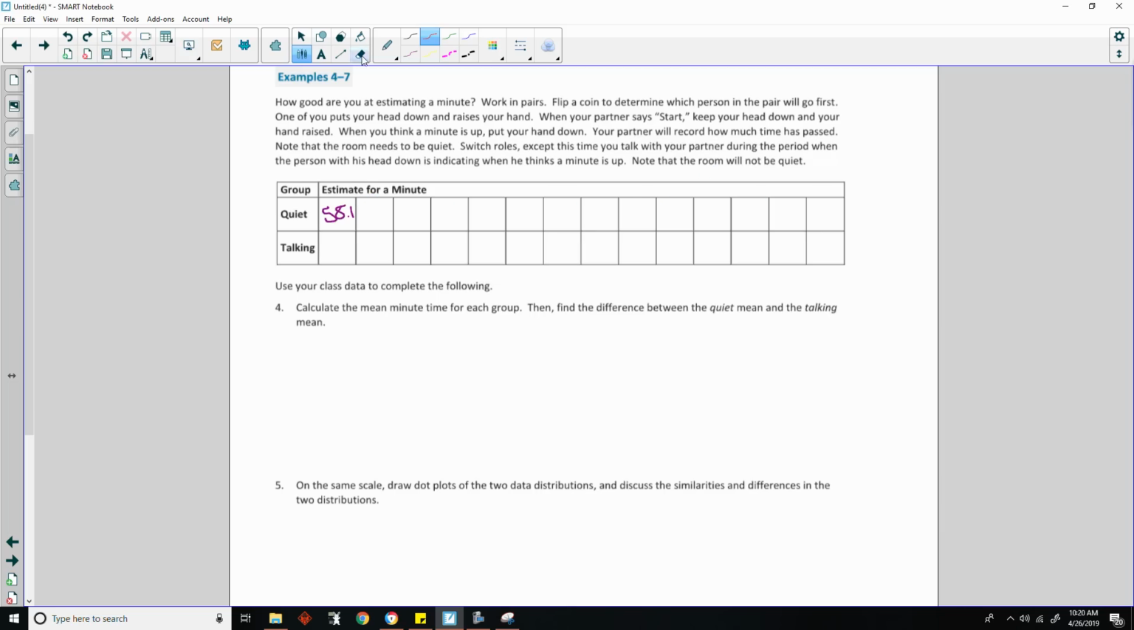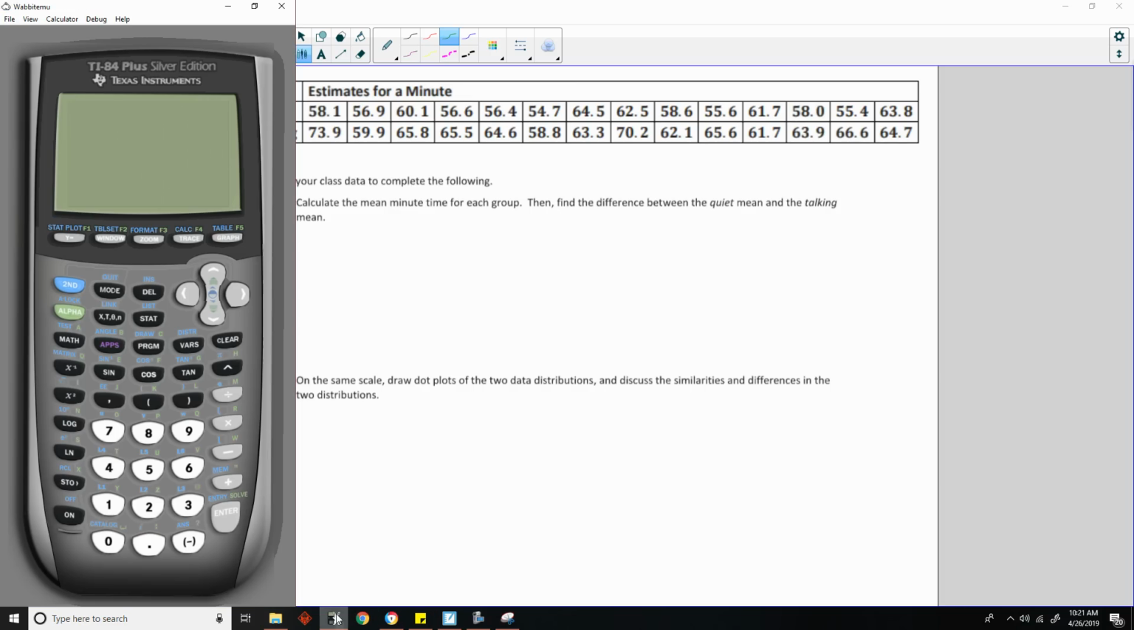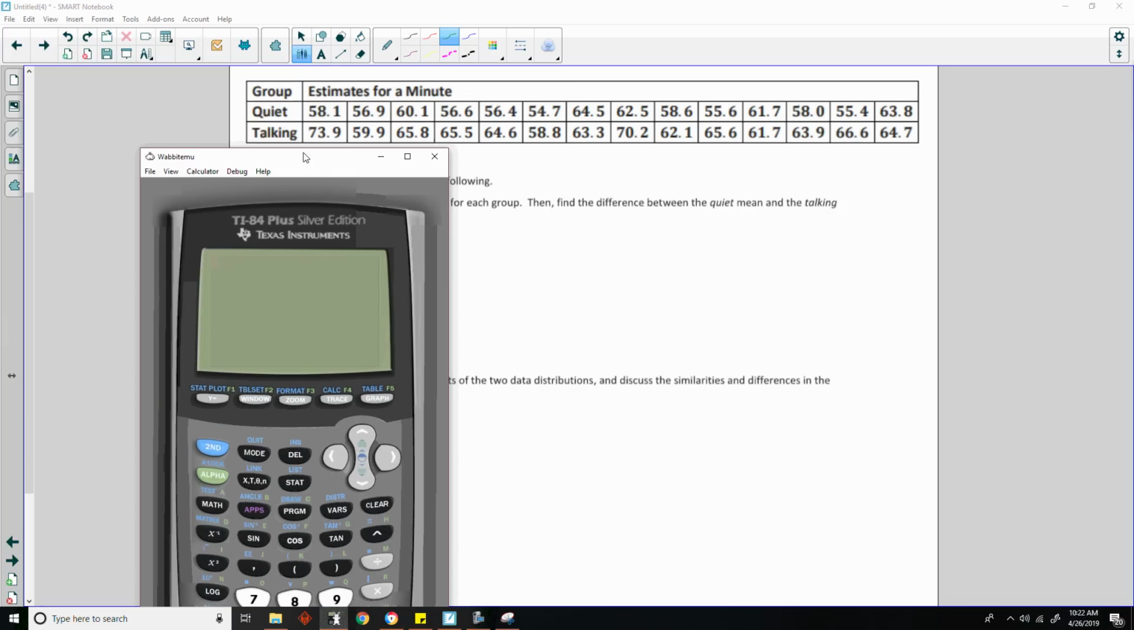Actually, I'm just going to bring in a sample, and then we will work with that data. Okay, so this will be the data I'm going to work with in this video. And so estimates for a minute, quiet, and talking. So it says use your class data to complete the following. Number 4, calculate the mean minute time for each group, then find the difference between the quiet mean and the talking mean. Okay, so I'm just going to show you how to do it in my calculator, but I'm not going to go through the whole process. It's very tedious, and we don't need to take that time.